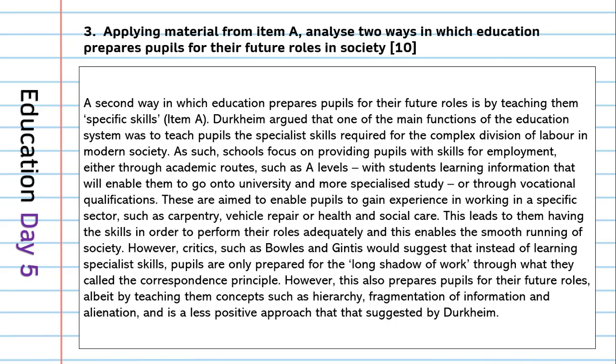On to my second way. Well, a second way in which education prepares pupils for their future roles is by teaching them specific skills. Item A. Mention a little bit of theory here with Durkheim. Durkheim argued that one of the main functions of the education system was to teach pupils the specialist skills required for the complex division of labour in modern society.